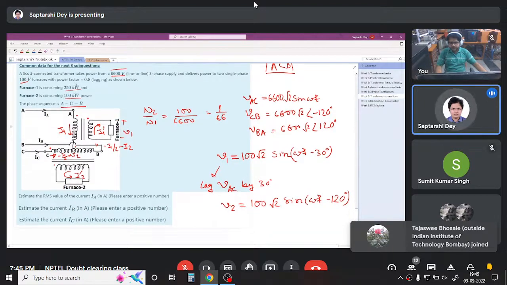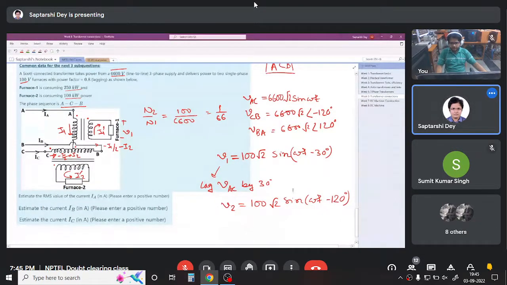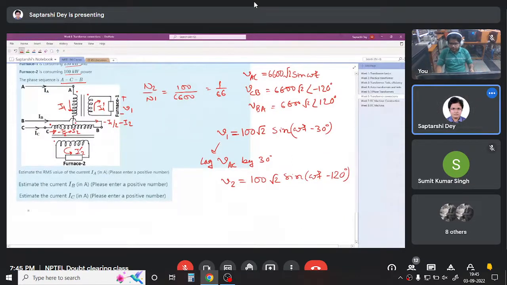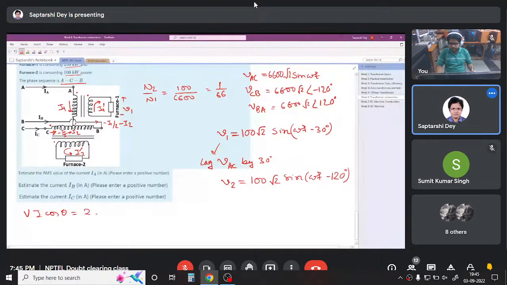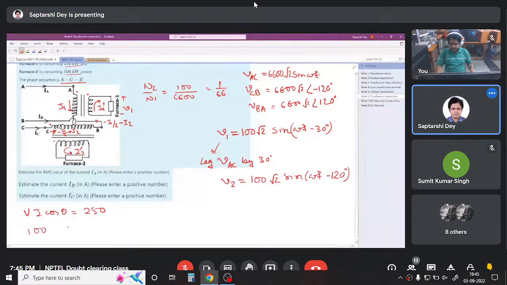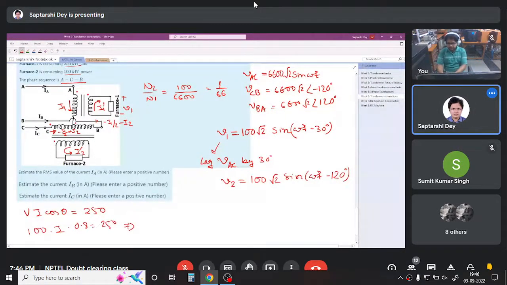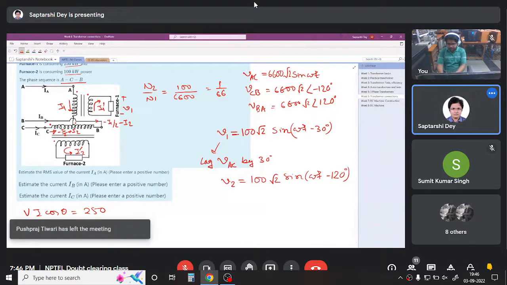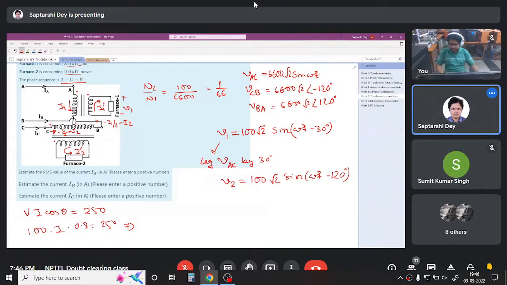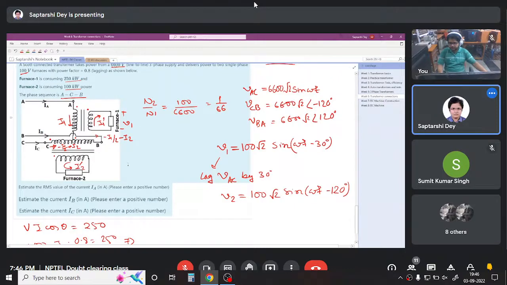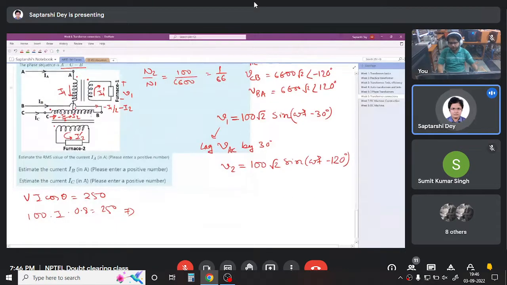Okay. So now furnace 1 is consuming 250 kilowatt of power at 0.8 power factor. So we have VI cos theta as 250. V is 100. I, see, this is RMS. VI cos theta is power, this is RMS. So what is the RMS value of current that the primary winding is drawing? That will be 250 by 100 times 0.8. A very small amount of power. Oh, it is 250 kilowatt.